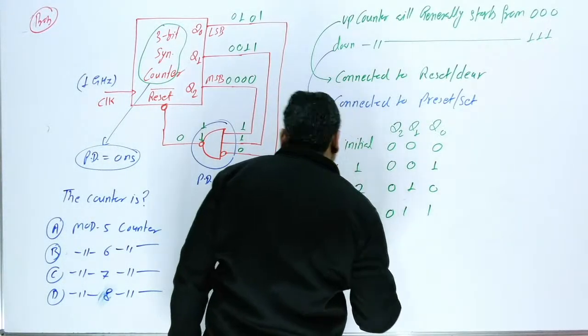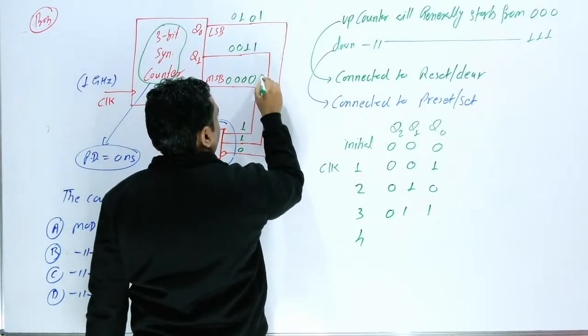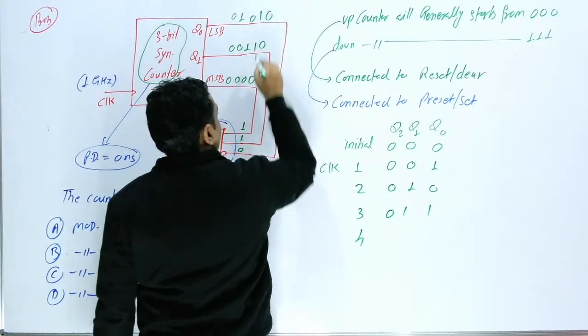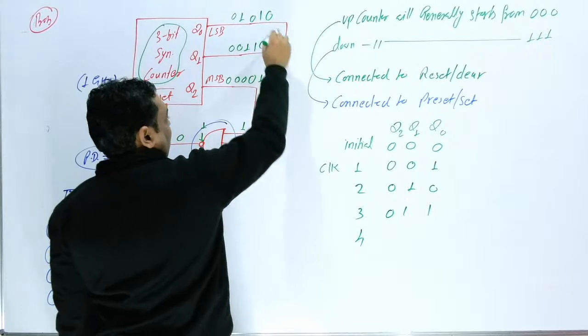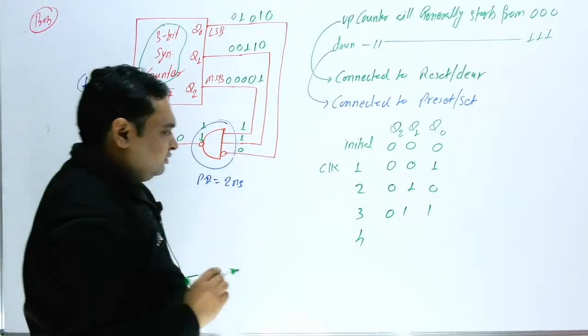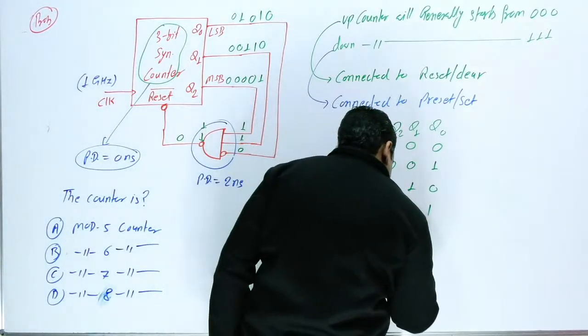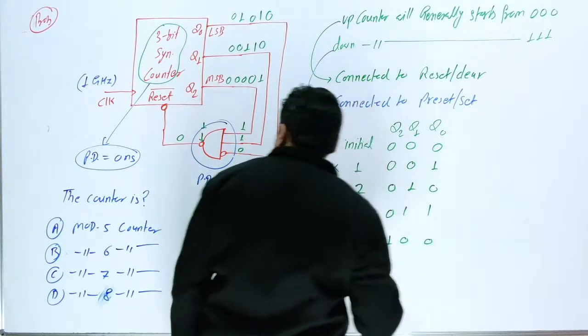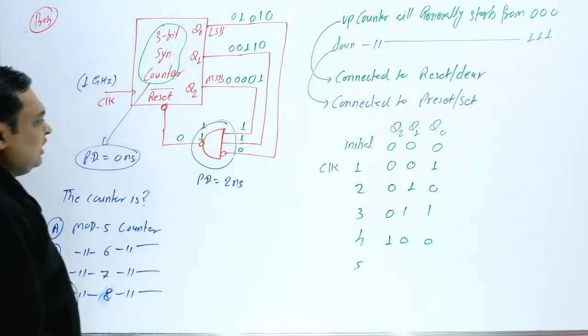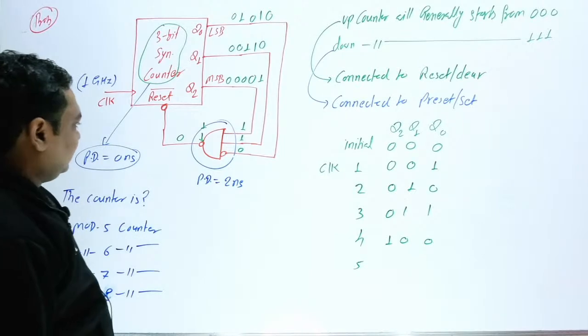Now the fourth clock you apply, this is 0 1 1, and it becomes 1 0 0. This is not the same as the reset condition. Then the fifth clock. When you apply the fifth clock, what will happen?